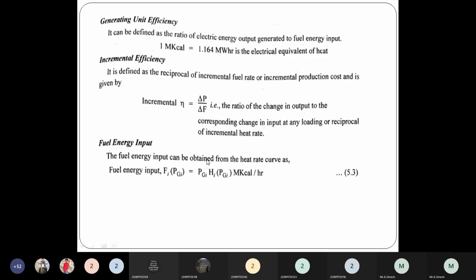And next one is fuel energy input. Fuel energy input can be obtained from the heat rate curves. So Fi of PGi equals PGi times Hi, mega kilocalorie per hour. So I'm naming this expression as equation 3.